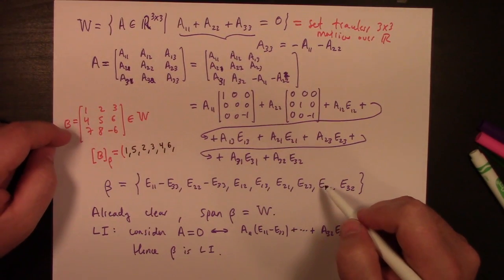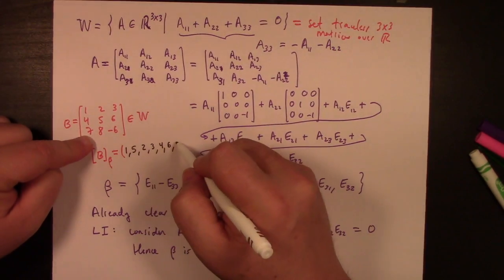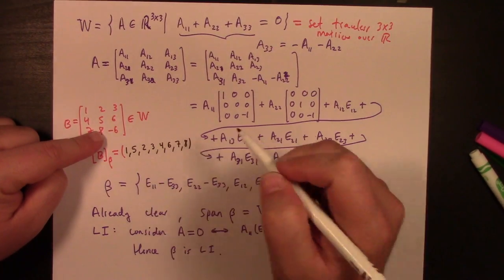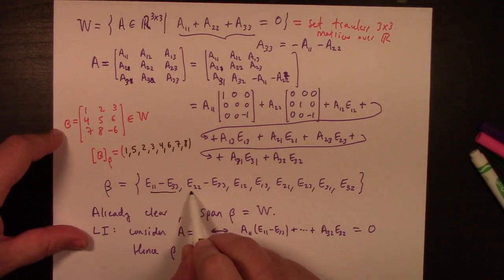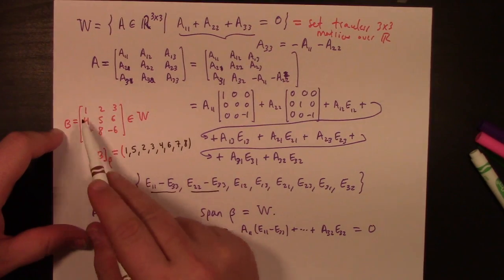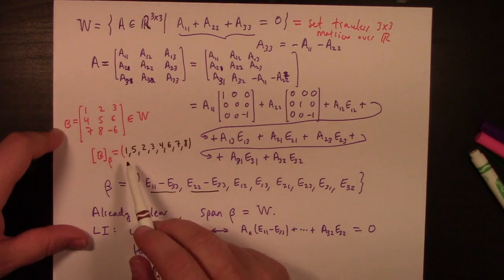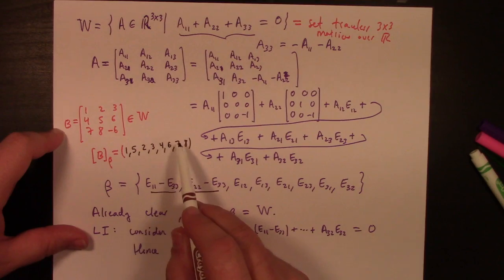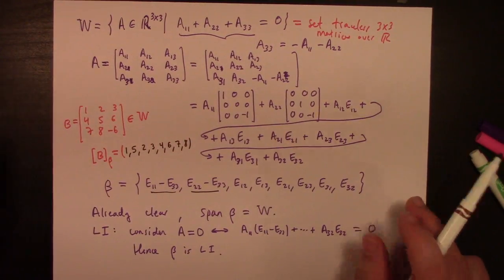How many 3,1s do I have? I've got 7 of those. How many 3,2s do I have? I got 8 of those, right? And the -6 doesn't even come into play, because that's already wrapped into these two guys. All right, so there you go. That's the coordinate vector of this matrix with respect to this basis. It's an 8-dimensional coordinate vector because this is an 8-dimensional subspace.